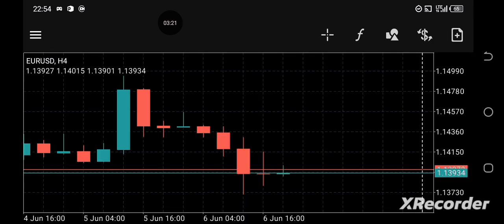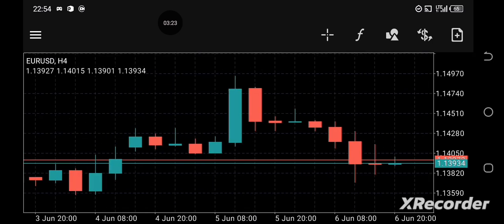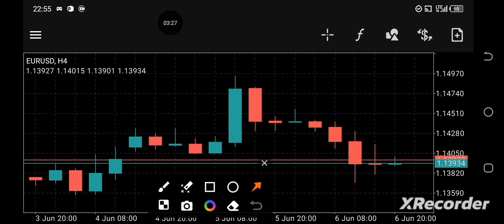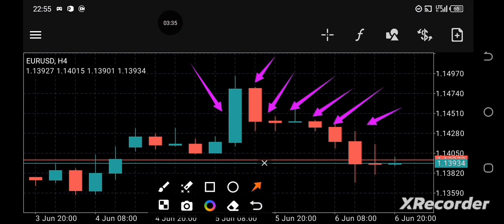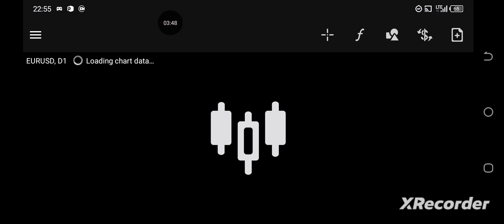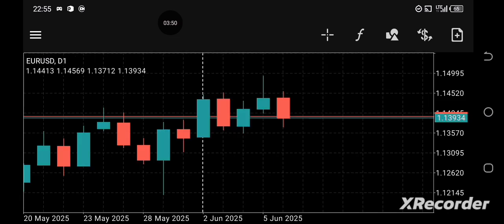If you change it to H4, which is 4 hours, it means it took 4 hours for each candle to form. No matter how big or small, it took 4 hours for every candle you are seeing here to form. If you change it to 1 day, it means that every candlestick is a daily candle. It took 24 hours, which is 1 day.